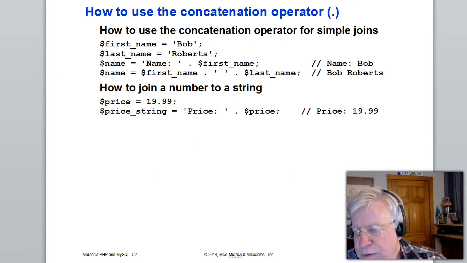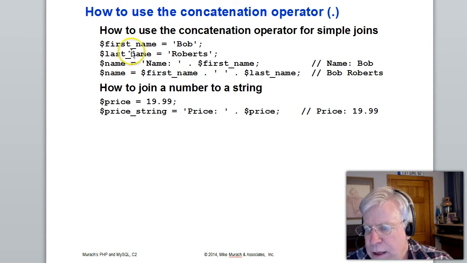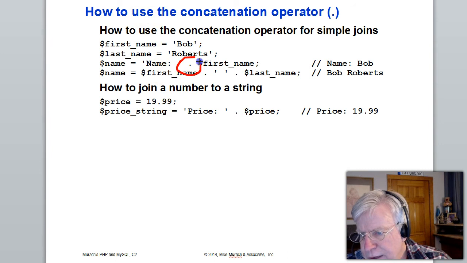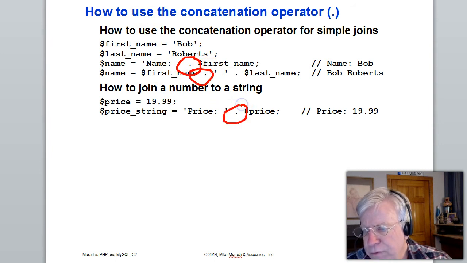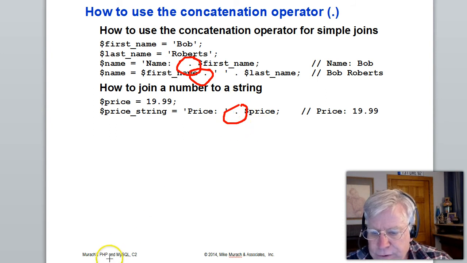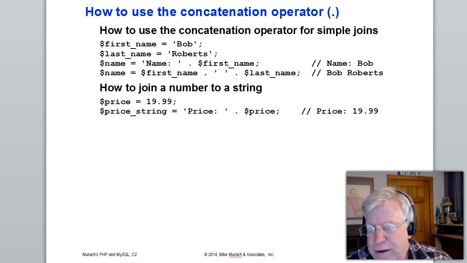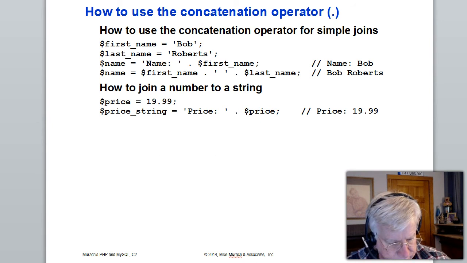Here's some examples of concatenating. How do you concatenate, put two things together? The concatenation character in PHP is a period. In other languages, it's a plus sign. It really depends on the language. But in PHP, it's a period.